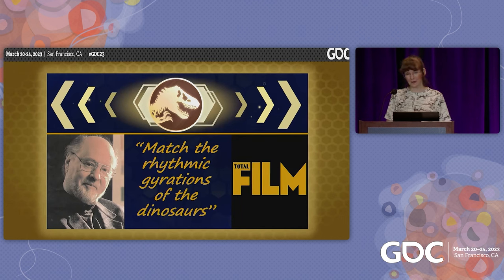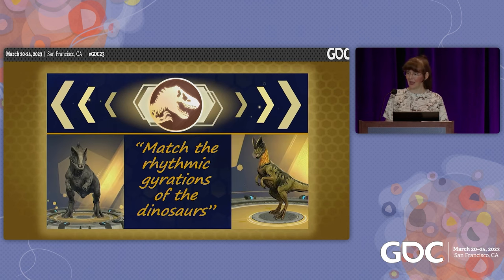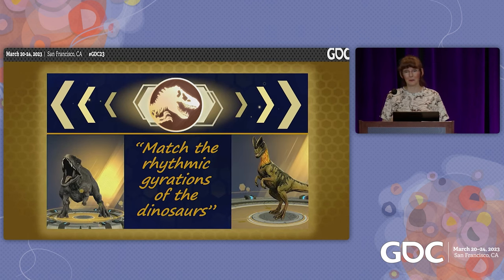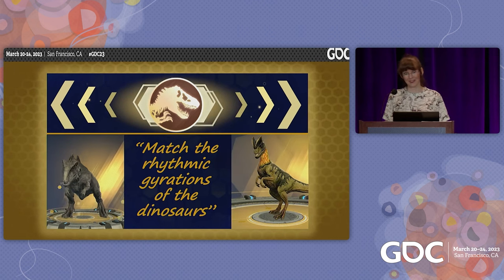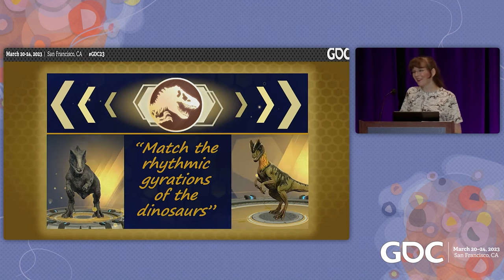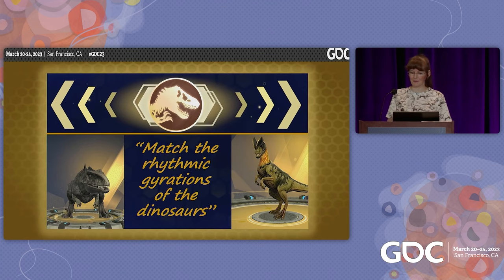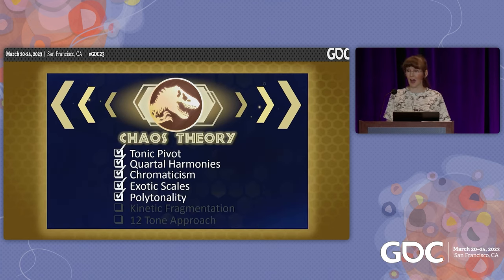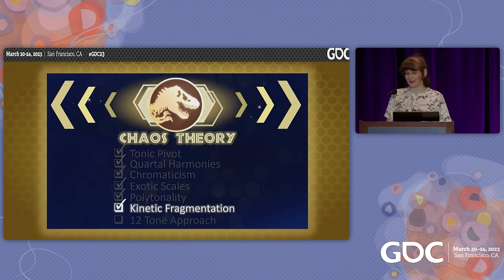Now, as a composer for a Jurassic World game, I knew it wasn't really going to be possible for me to match the rhythmic gyrations of the dinosaurs. Nevertheless, I could simulate the same effect by employing a technique that I'll be calling kinetic fragmentation. So let's discuss that idea.